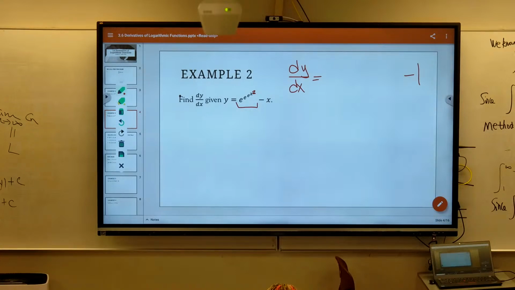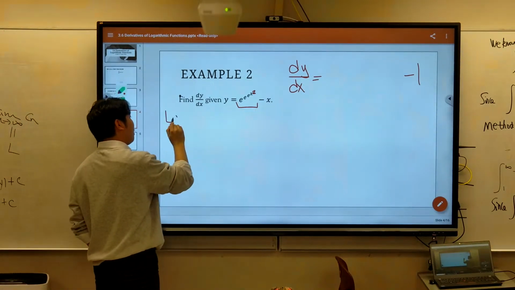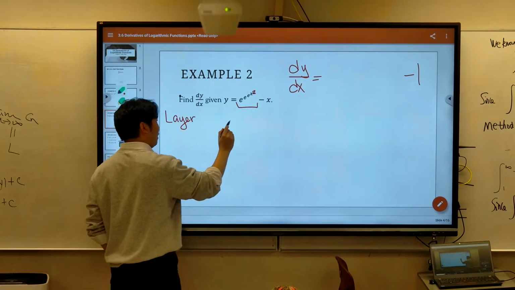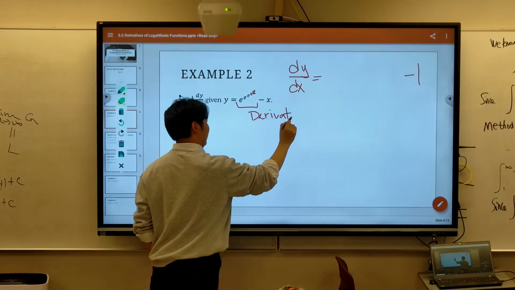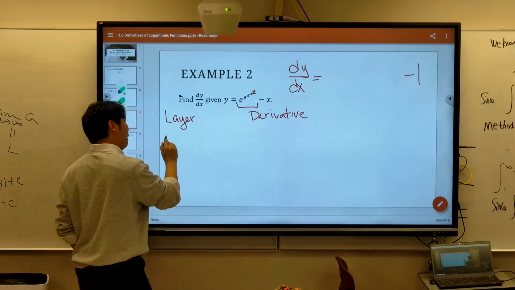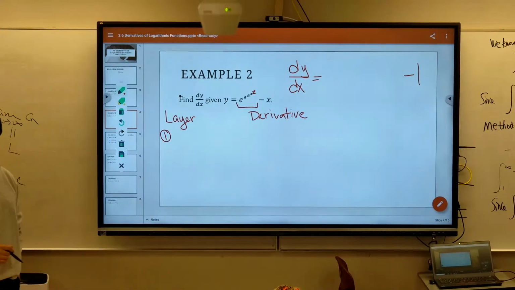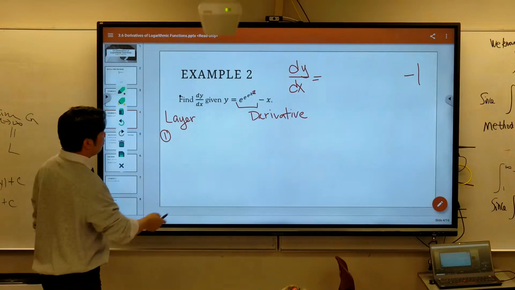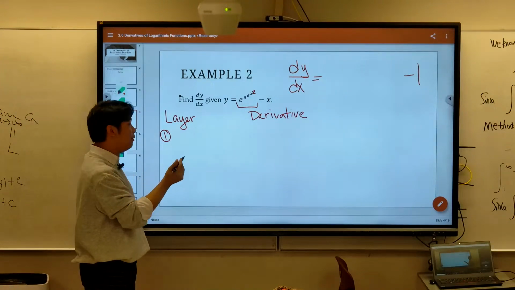So again, we have the exponential function, and I have a lot of layers to this function. So once again, as per usual, let's just list out the layers and then the derivative of that layer. All right, so layer number 1. What do you think layer number 1 is? Yeah, so if I look at what I underlined, I would say that my first layer is e to a power, for example.